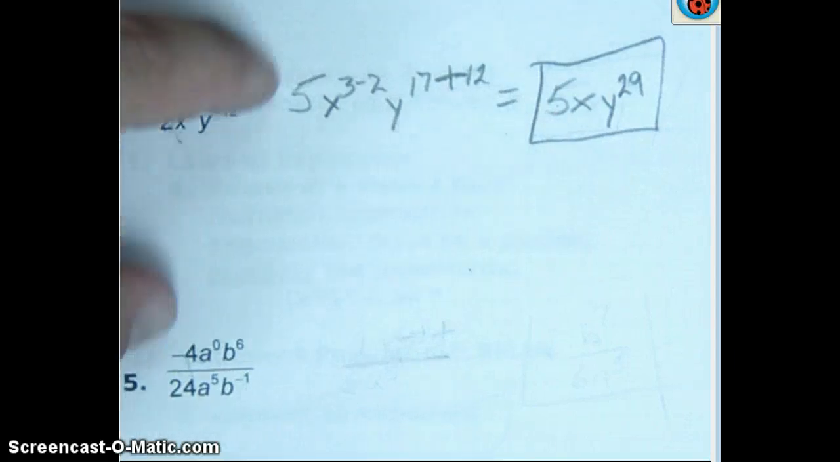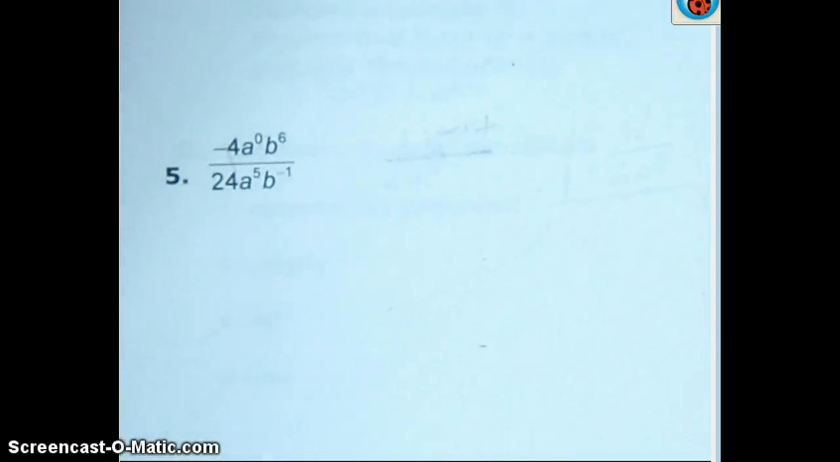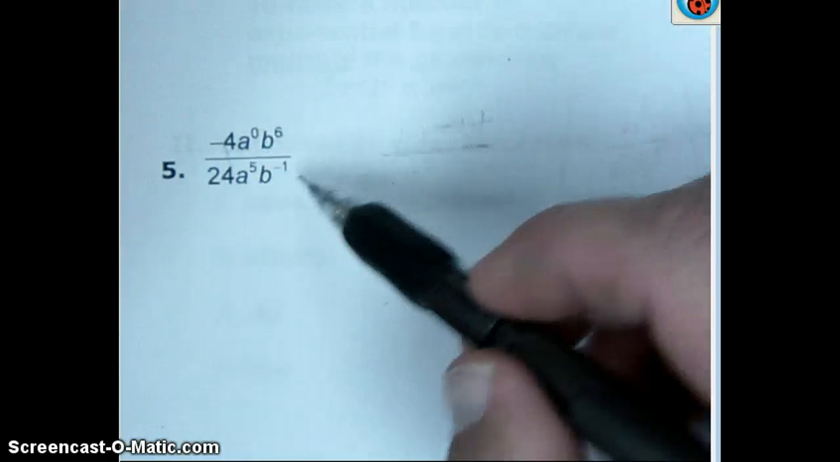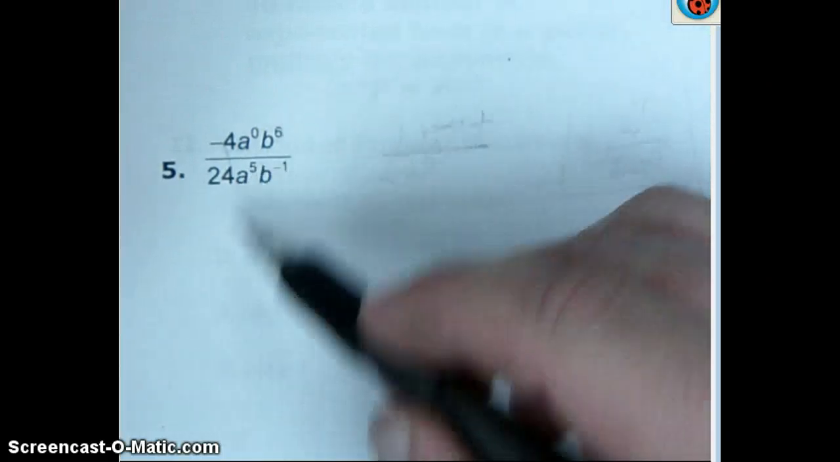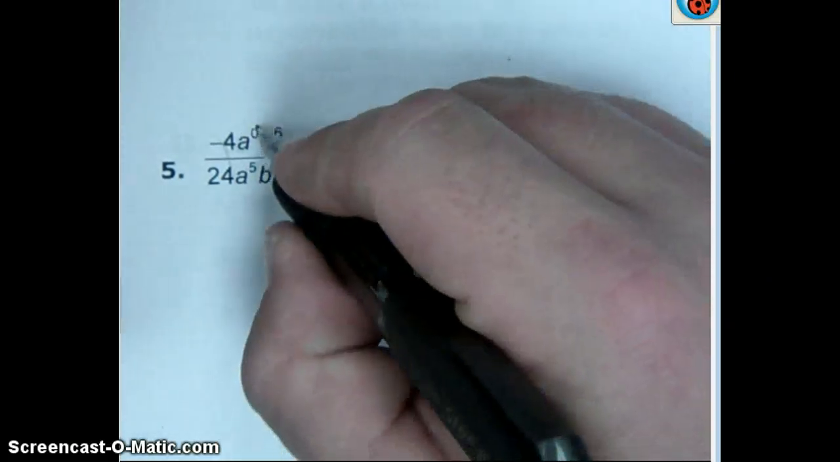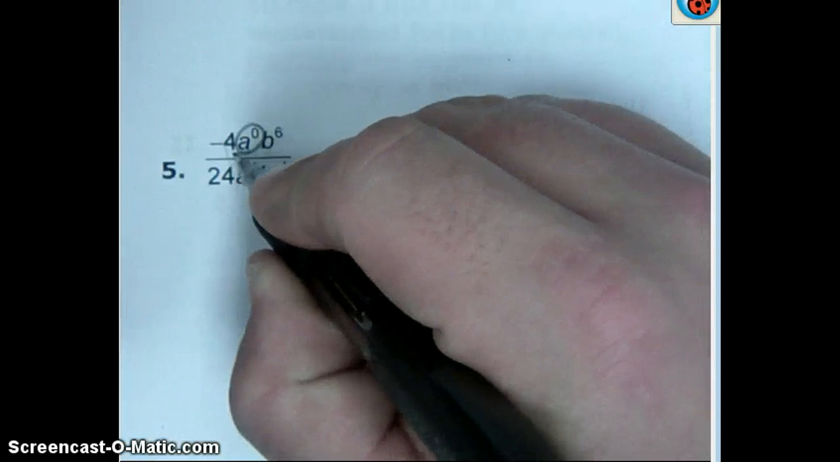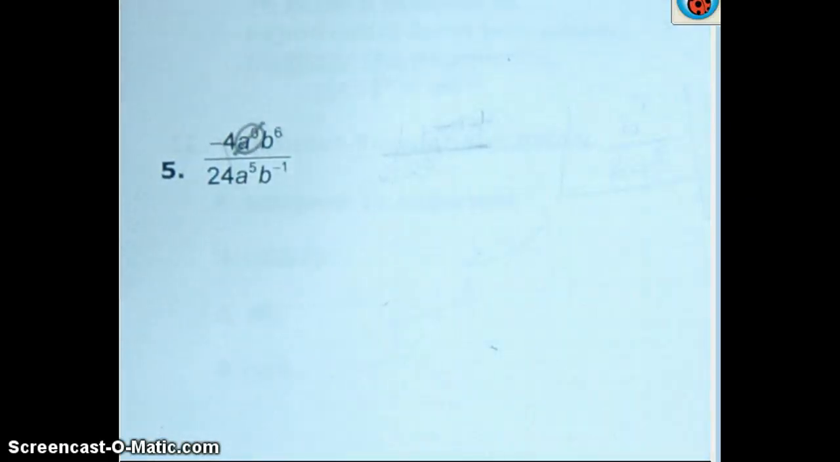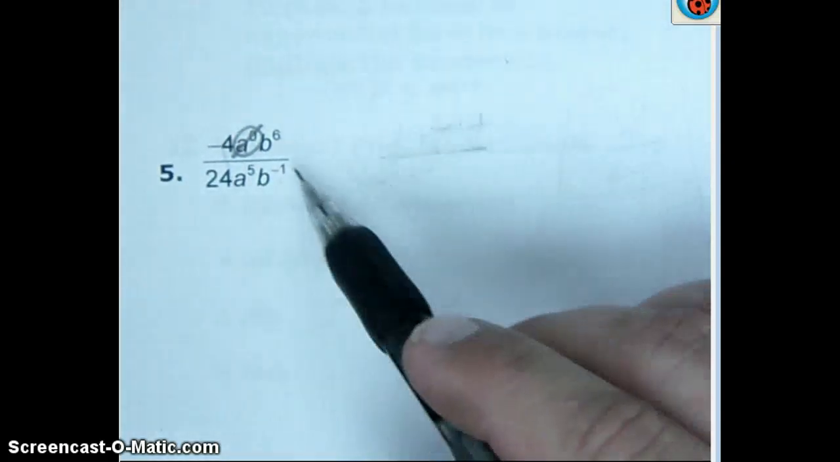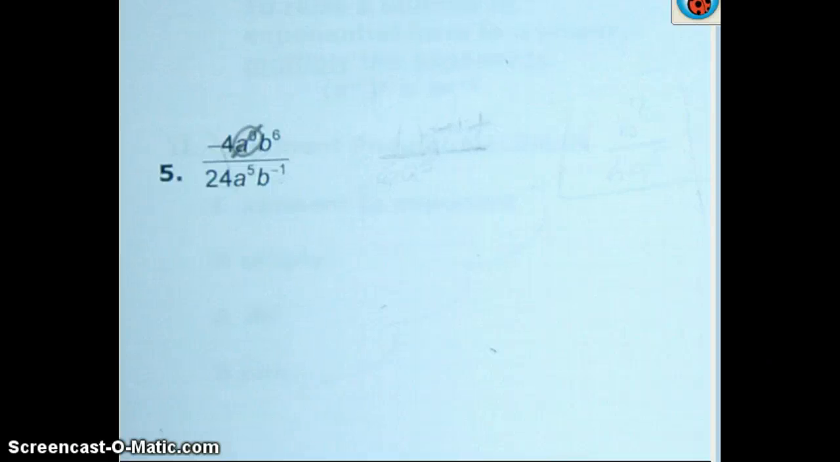Alright. And our last example for this set of notes. We have negative 4 a to the 0 power b to the 6 divided by 24 a to the 5th b to the negative 1. So some things that I can get rid of right now. Right off the bat, I have this a to the 0 power. I can get rid of it because I know it reduces to 1. Don't take care of this negative exponent until after we're done. Don't take care of him until after we've done all of our laws.